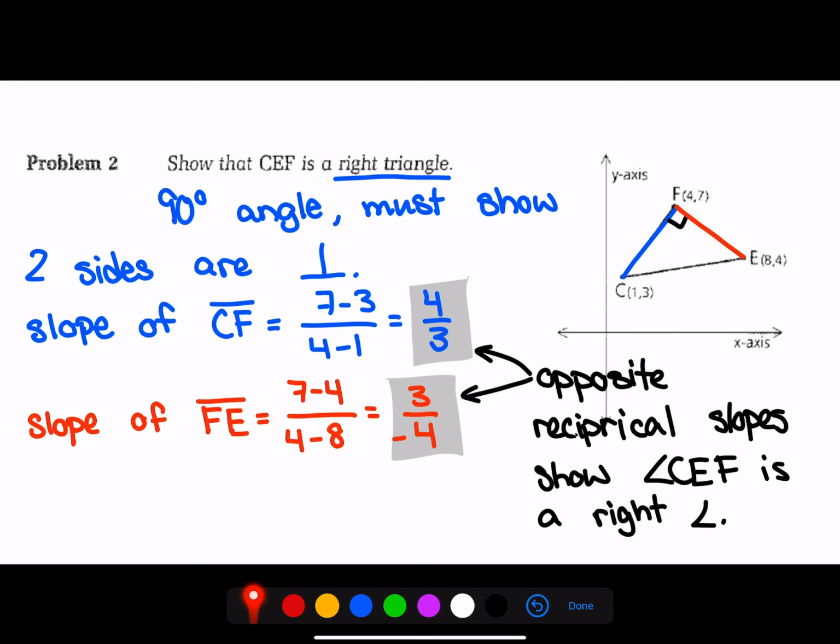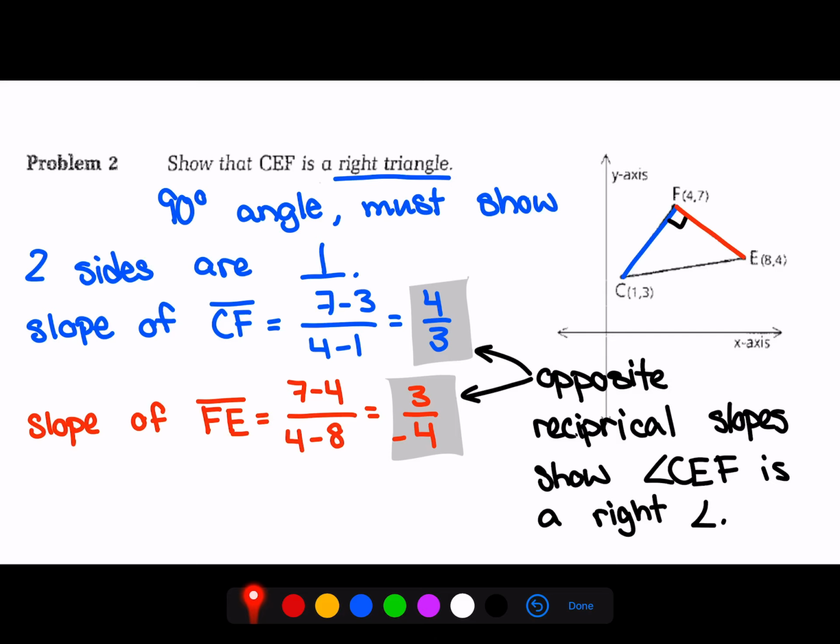So again, as long as the slopes are opposite reciprocals, that shows that angle CEF is a right angle. And again, that's how I can tell if we have 90 degrees. Just look for perpendicular slopes, especially on the coordinate plane. You can always find that out.